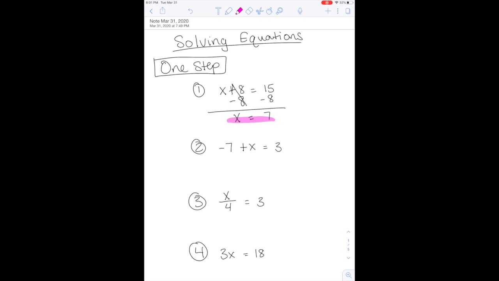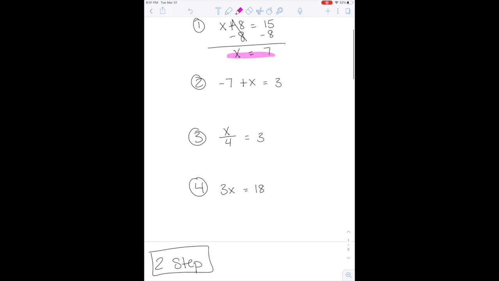Our second example, -7 plus x equals 3. So again, our goal is to isolate that variable. We want it to be by itself. So we need to cancel out that -7. Having a negative is the same as subtracting. So in order to do the inverse, you have to add 7 to both sides. Whatever you do to one side of the equal sign, you have to do to the other side. So we know that -7 plus 7 is 0, which leaves us only with x equals 10. And again, we have x by itself, so we're done.